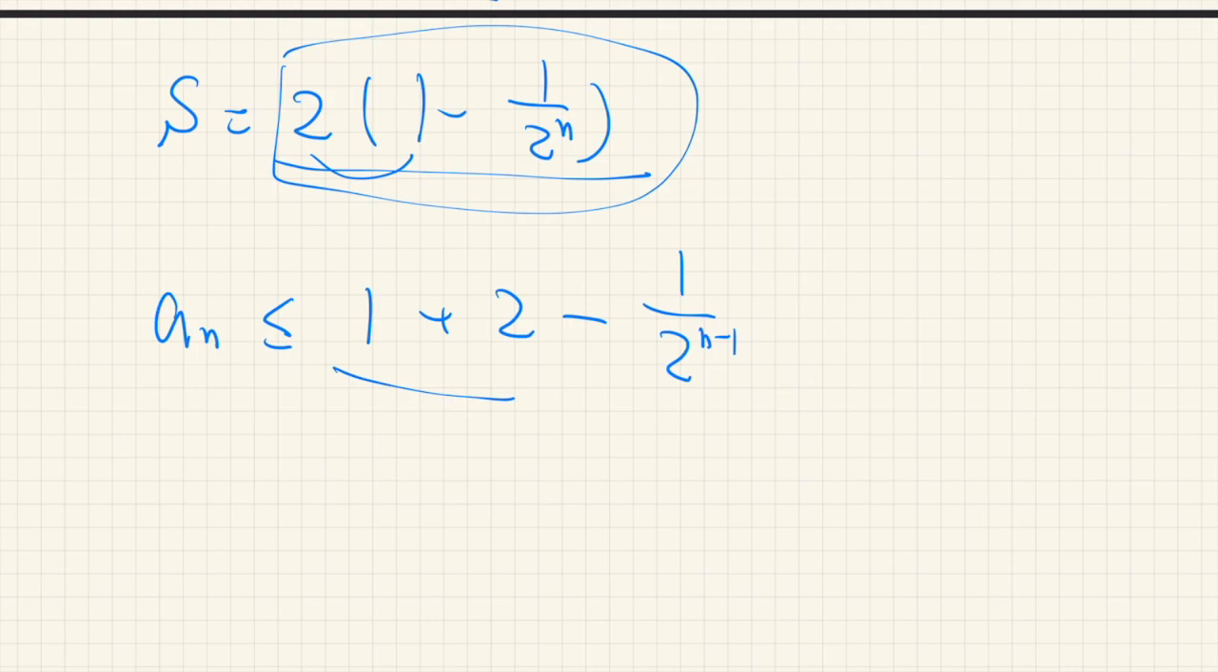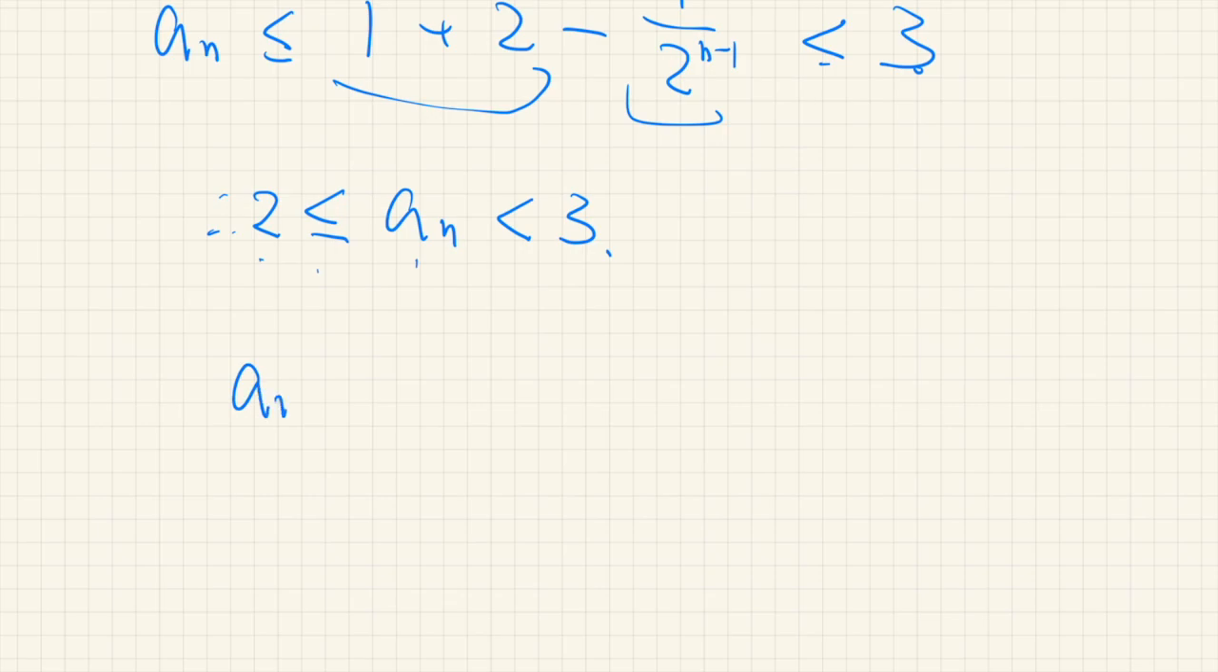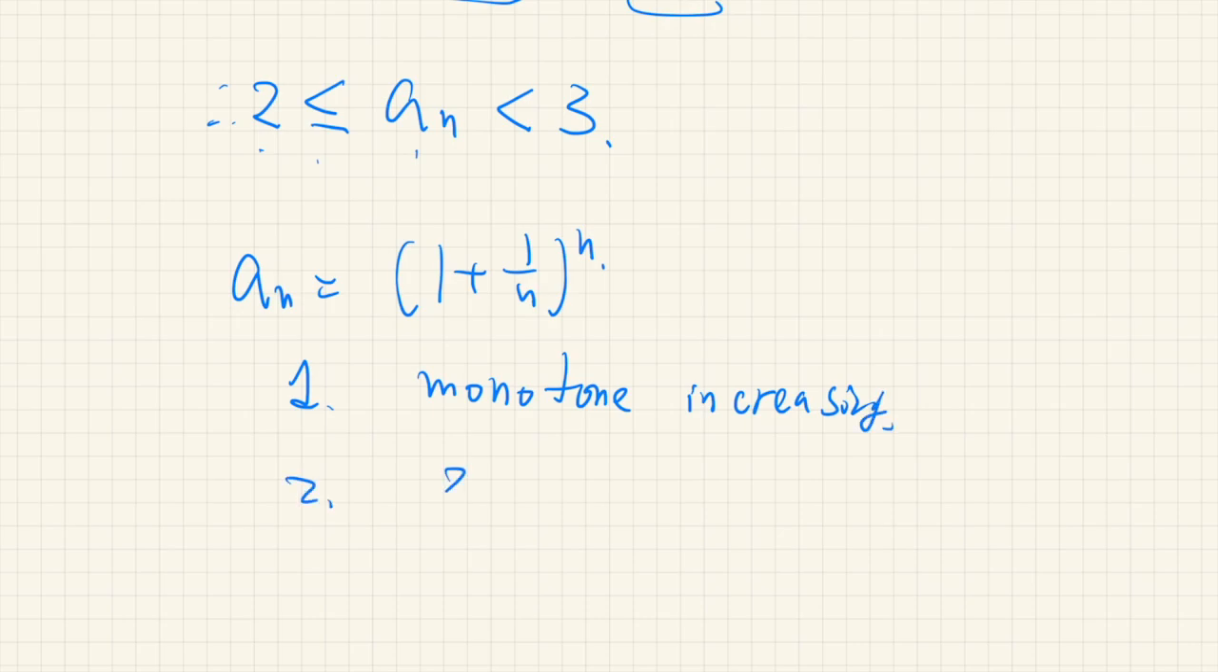So this is 3 minus a positive number, which is less than 3, of course. Therefore, for all n, each term is greater than or equal to 2 and less than 3. And we are done. So we have seen that this sequence, 1 plus 1 over n to the power of n, has the following properties. One, it's monotone increasing. And two, it's bounded, so bounded below and above.